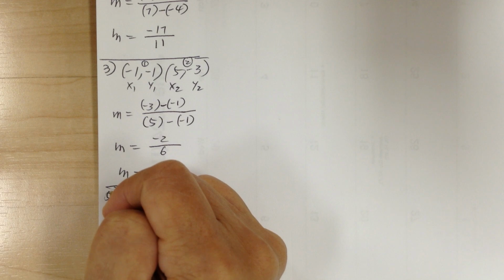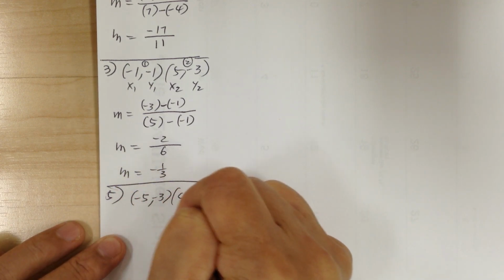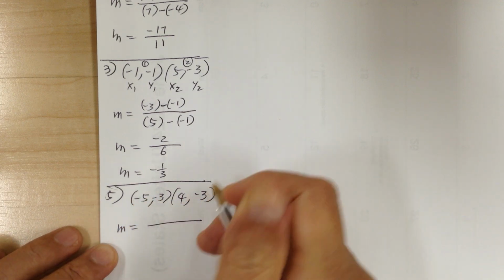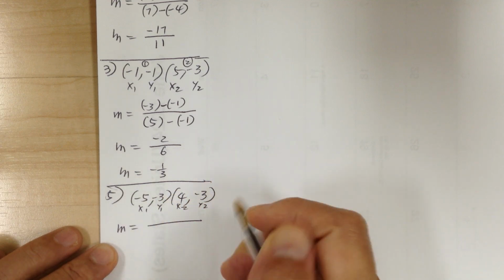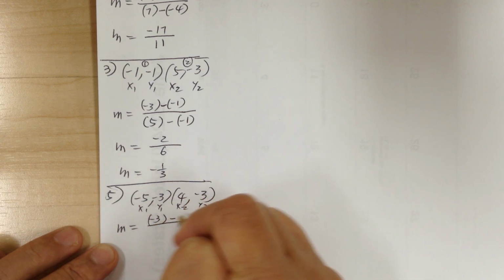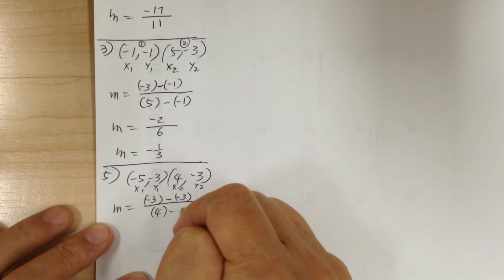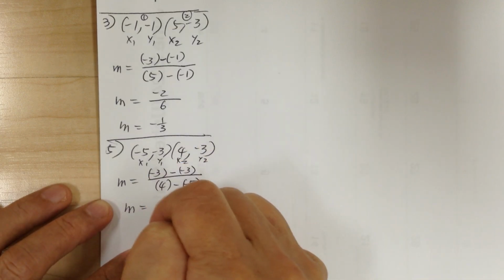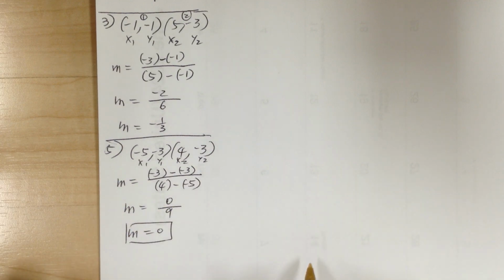Number 5. You have (-5, -3) and (4, -3). So slope equals, again, label your x1, y1, x2, y2. So it'd be negative 3 minus negative 3 over 4 minus negative 5. So m will equal 0 over 9, so m equals 0.